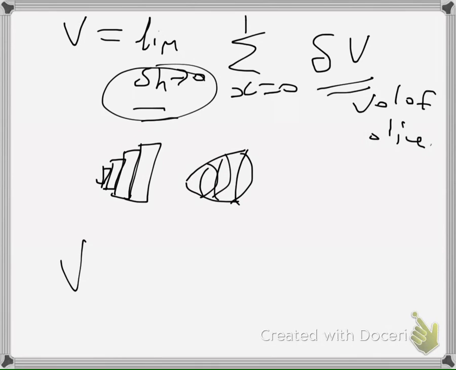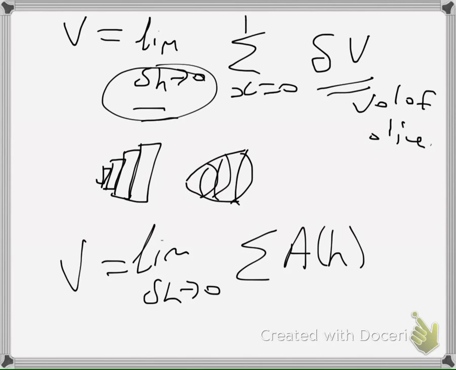And this is the same as the limit as delta h approaches 0 of the sum of the area, again between my ranges of x's, at a particular point. So that's the area, the surface area of my slice, times its thickness. And this construction here, the infinite sum of a limit, is the same then as the integral.